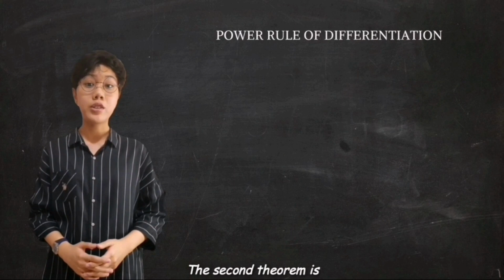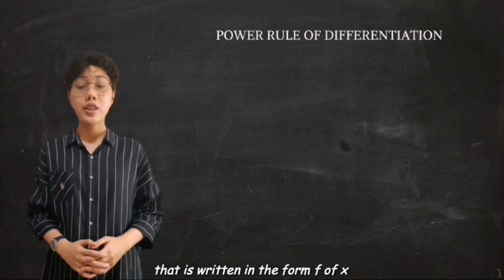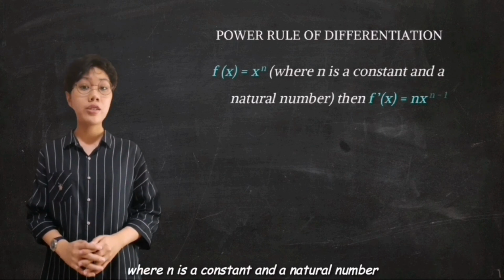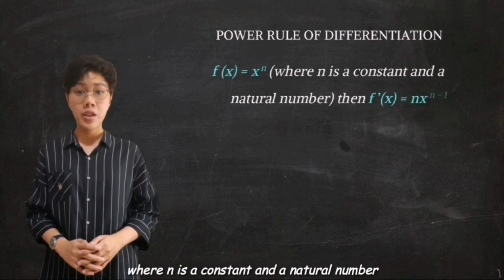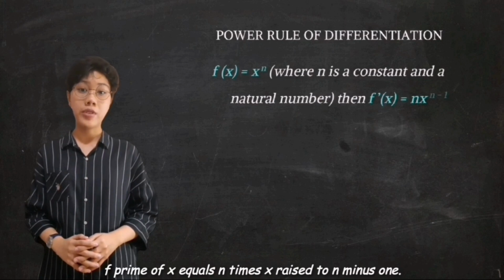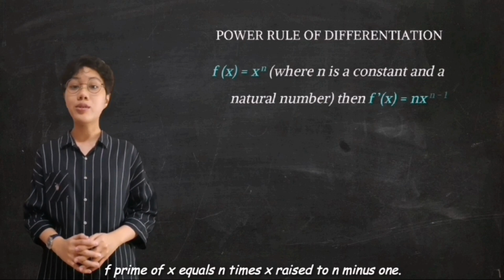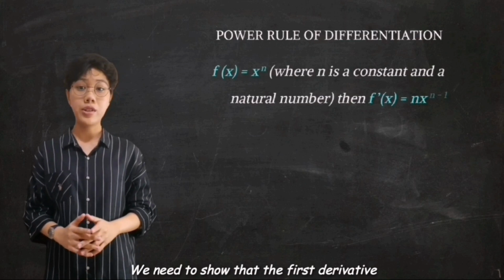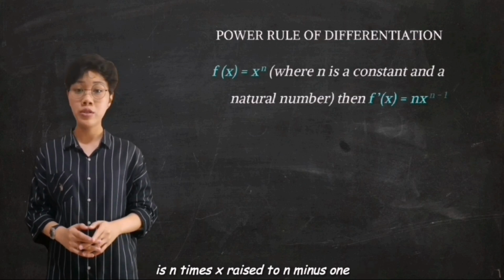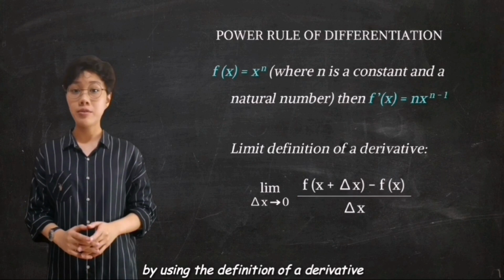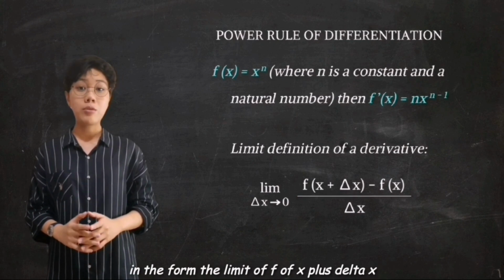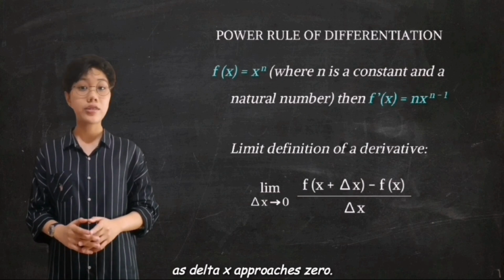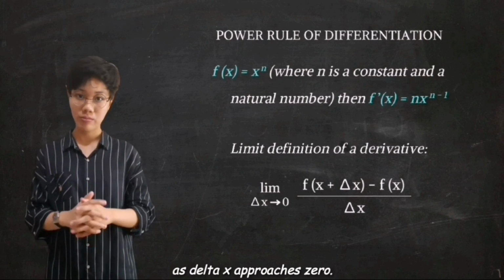The second theorem is the power rule of differentiation that is written in the form f of x is equal to x raised to n, where n is a constant and a natural number, then its derivative will be f prime of x equals n times x raised to n minus 1. We need to show that the first derivative is n times x raised to n minus 1 by using the definition of a derivative in the form the limit of f of x plus delta x minus f of x all over delta x as delta x approaches 0.